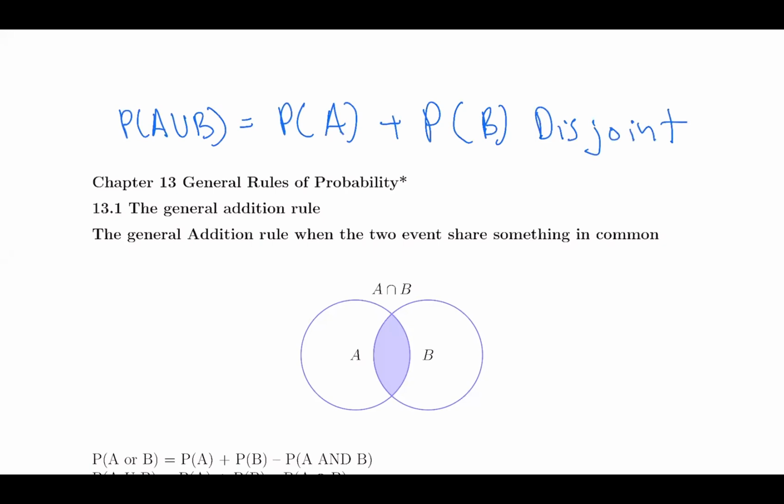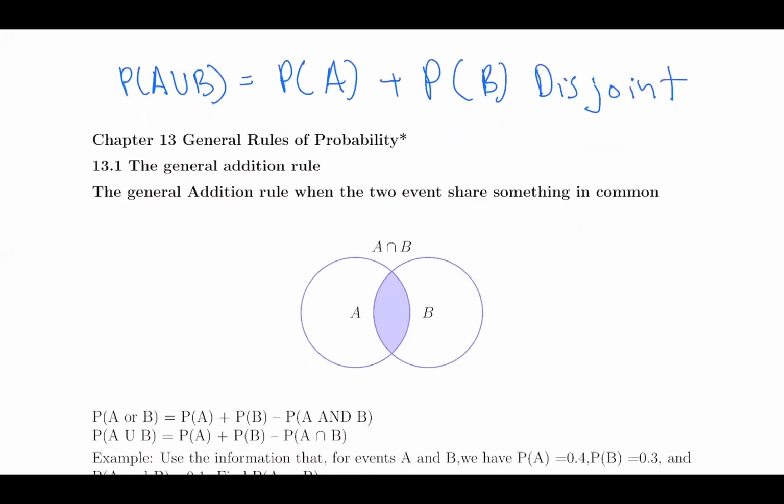So what we're going to be working on today is when we don't have disjoint events, when we actually have events that have an intersection. When you say intersection, we're talking about that they share something in common. When we say share, it is saying that both of the outcomes could occur at the same time. So we're going to go ahead and look at this Venn diagram.